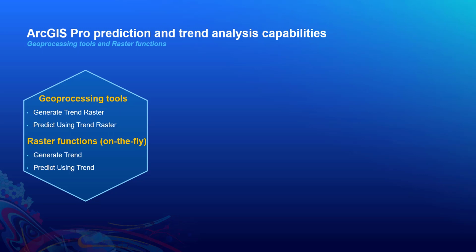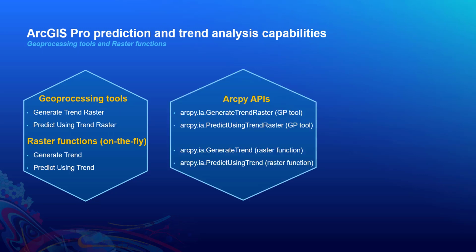We have two sets of functionalities that can be used to conduct prediction and trend analysis. The first set is geoprocessing tools, also known as GP tools. They are Generate Trend Raster and Predict Using Trend Raster. GP tools will generate output files that contain the result. We also have raster functions, Generate Trend and Predict Using Trend, that do the same job as the GP tools, but these raster functions do not save results to the disk, so they can process images on the fly and are very fast. We can also conduct these analyses programmatically using ArcPy APIs, and these are the corresponding APIs to the GP tools as well as the raster functions.